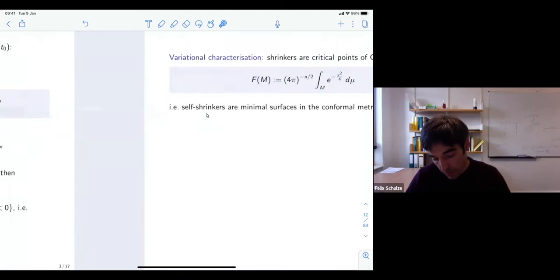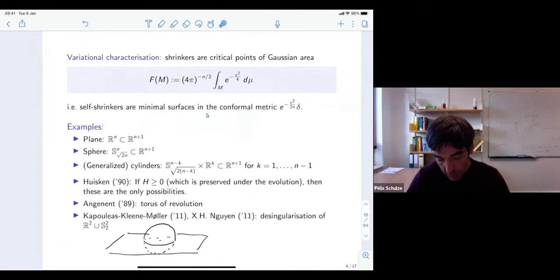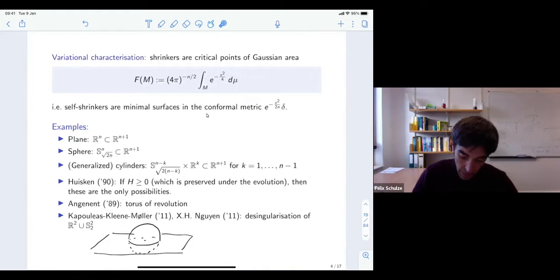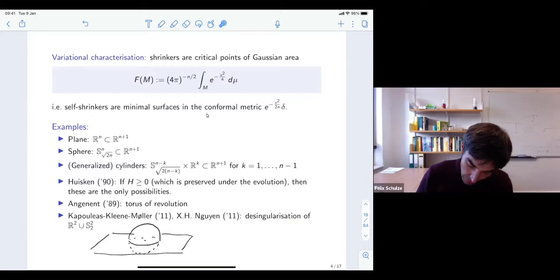And I guess everyone has seen CMC surfaces and desingularization of CMC surfaces. So if you have two CMC surfaces with the same mean curvature intersecting transversely, then usually you can glue in a Scherk type surface with very high genus around this intersection line and hope to desingularize. And this is what Kapouleas, Kleene, and Møller did, and Nguyen also, at the same time. You take R2 union S2 with radius 2. This is like the shrinking sphere, and then you can get a self shrinker.